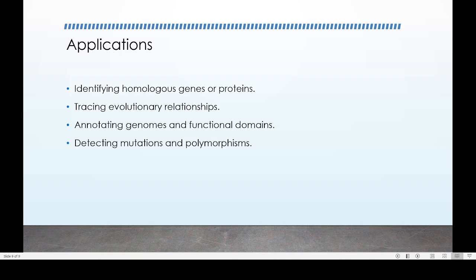Now coming to the applications, it's mainly identifying homologous genes. You have studied what homologous genes are in your genetics. Another advantage is finding the evolutionary relationship between two sequences. Then annotating genomes and functions, that is, giving the function or explanation for certain genes, and detecting mutations and polymorphisms. So by this kind of method, we will be able to find out regions of similarity, where there is difference, where there is mutation, where there is polymorphism. All this can be explained based on this simple technique of alignment.